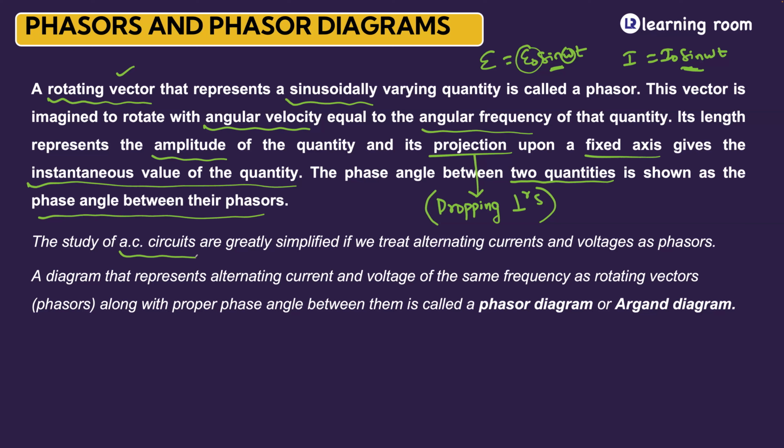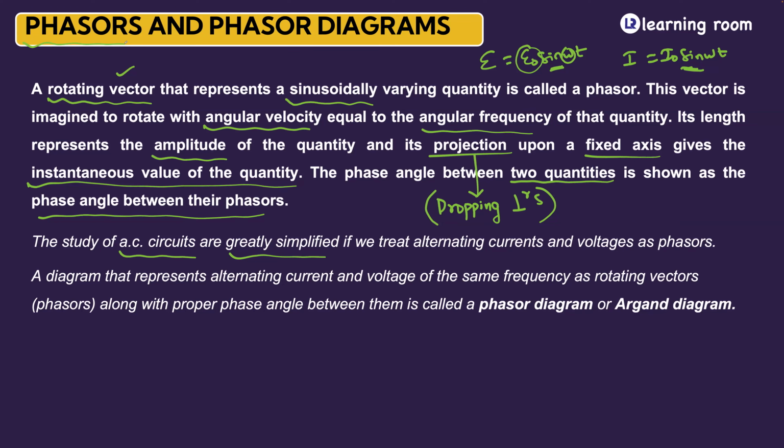So for the same reason, that bar graph is the phasor diagram. Just to simplify that process, we are using the phasor diagram. That's why they have told it: the study of AC circuits is greatly simplified if we treat alternating currents and voltages as phasors. We are only treating them as phasors, they are not. We are only treating them so for understanding. Okay. And I have explained the first part. I hope everything is clear with respect to what a phasor is.